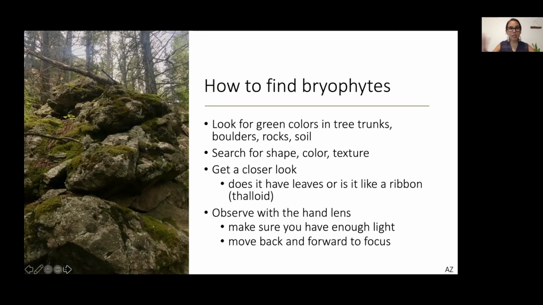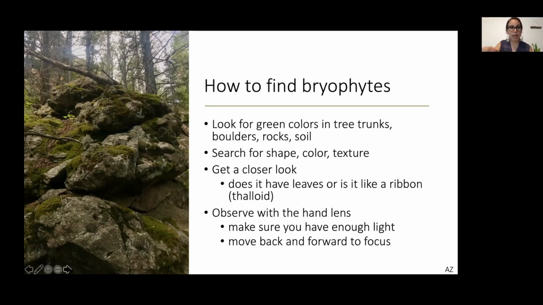So the first thing is look around for those particular places where they grow, we call them microhabitats. So it's like looking at an overview. Then when you find them, you go get closer and look really close. And then you have to ask yourself, can you see it with your bare eye, or do you need a hand lens? And if you are using one, does it have leaves, or is it thalloid, like a ribbon?